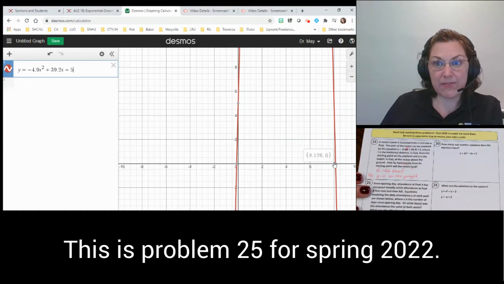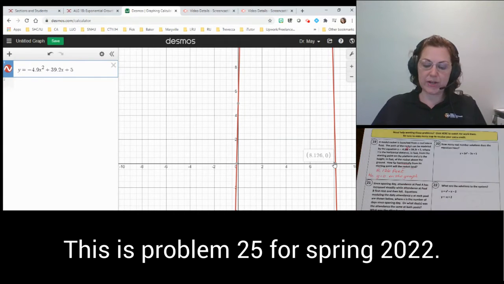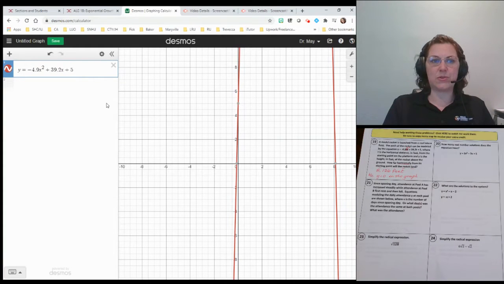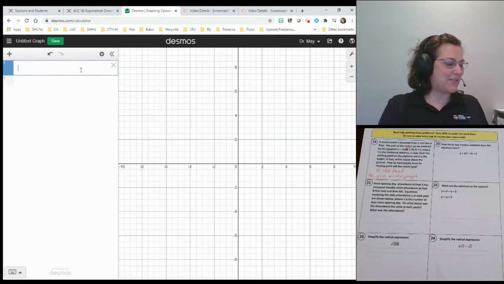Staying on the Desmos graphing calculator here, I want to answer this one. How many real solutions does the equation have? Not what are the solutions, how many, okay? So I'm going to just delete that equation out. Let's put the equation for number 20 here.